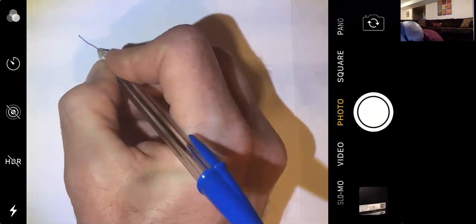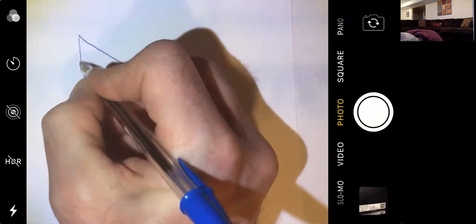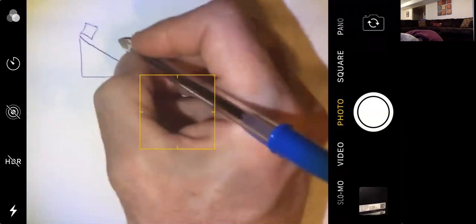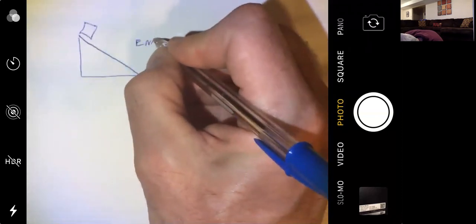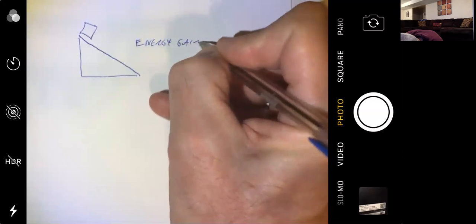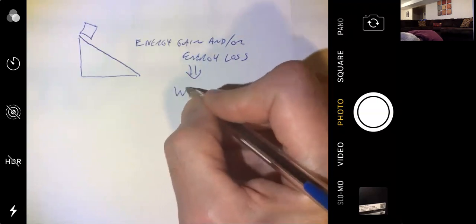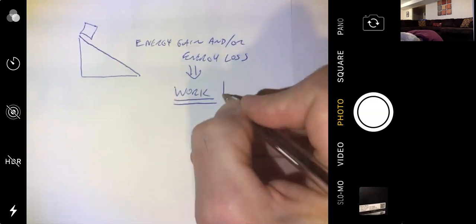So what we want to do is we want to consider a situation where maybe we have the exact same ramp and the exact same block, but now we talk about maybe a little bit of energy gain and or energy loss. And so physicists call this energy gain and or energy loss, right? They call this work. All right.